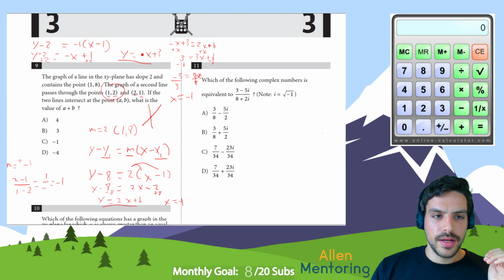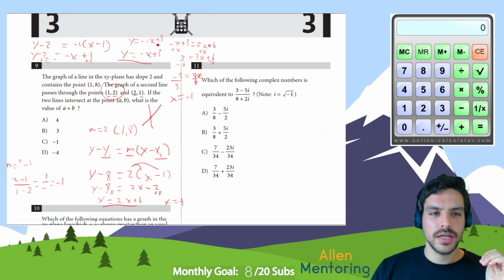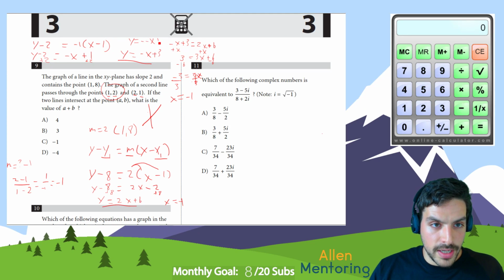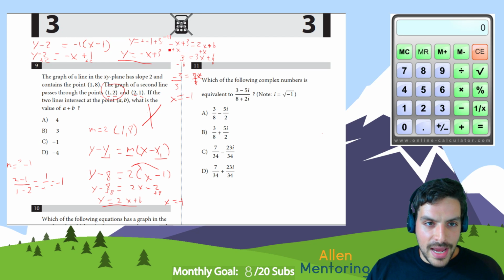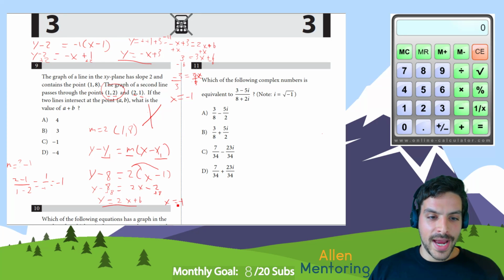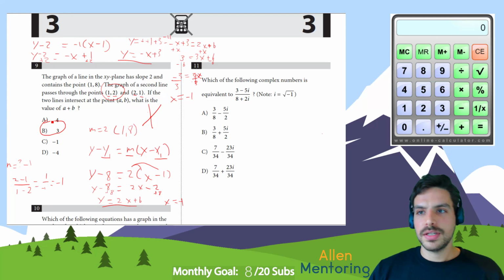So I'm going to plug in negative 1 here, and I see I get y is equal to negative x plus 3. So that's going to be, or sorry, negative negative 1 plus 3. And that's going to be equal to positive 1 plus 3, which is 4. So if I have y is 4 and x is negative 1, combined, they're going to be equal to 3.